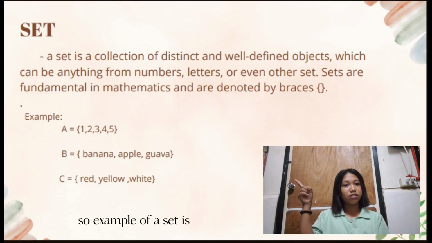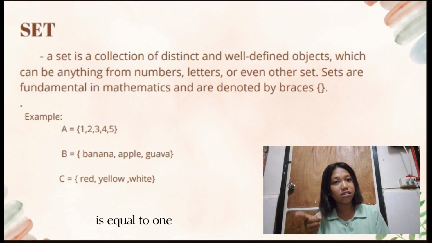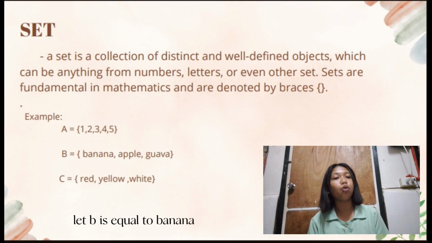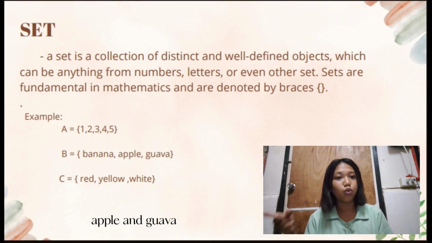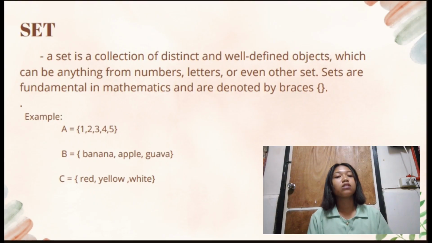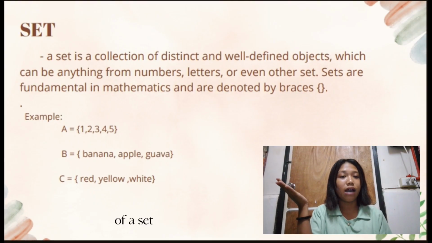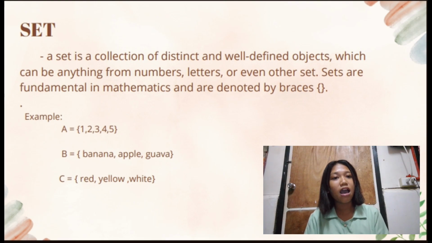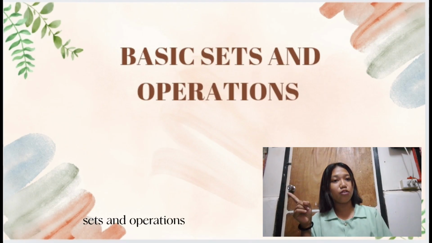An example of a set: let A = {1, 2, 3, 4, 5}, let B = {banana, apple, guava}, and let C = {red, yellow, white}. So these are examples of a set. Let me remind you that a set is denoted by curly braces. Those are the basic sets and operations.